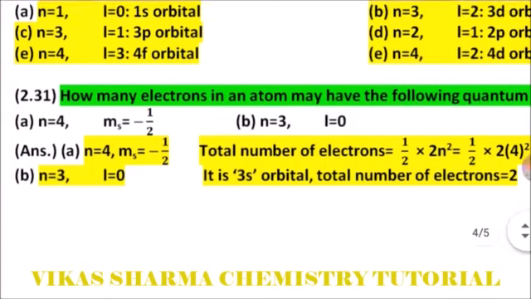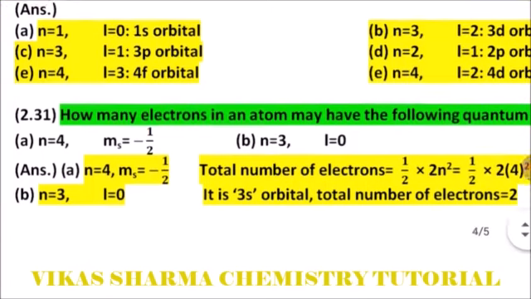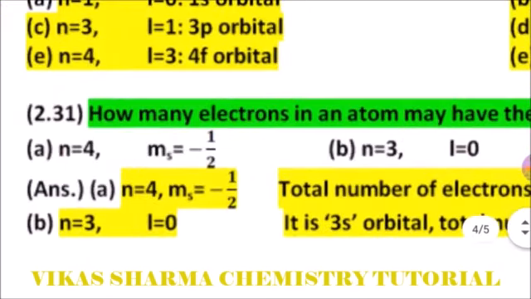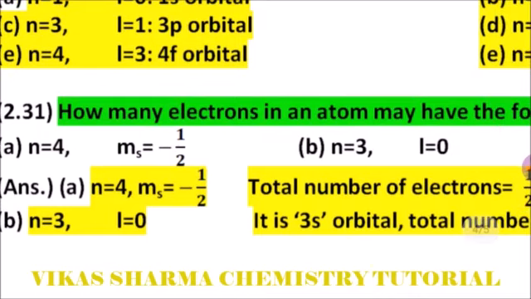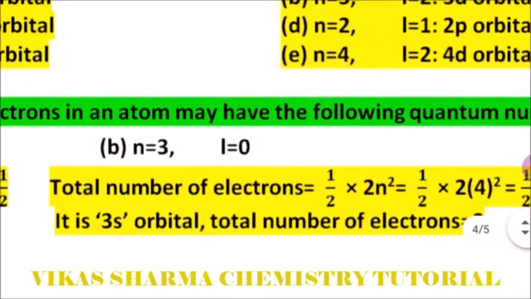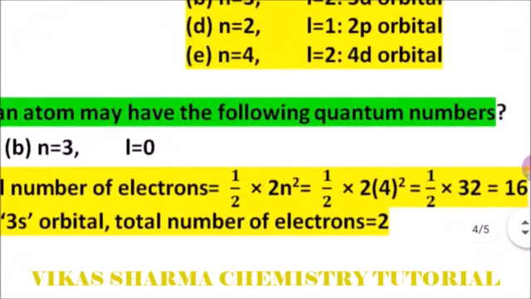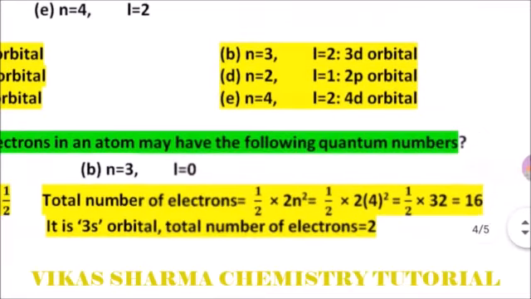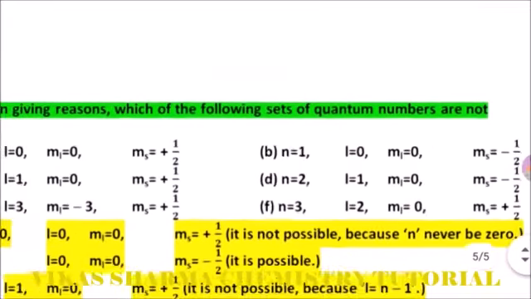So 16 electrons have principal quantum number 4 and anti-clockwise spin. Second, principal quantum number n is equal to 3 and l is equal to 0, which means a 3s orbital. The maximum holding capacity of electrons in an s orbital is 2, so there are 2 electrons in total.